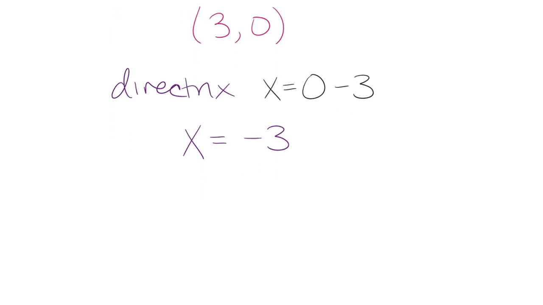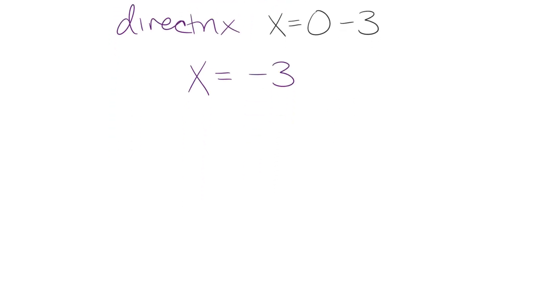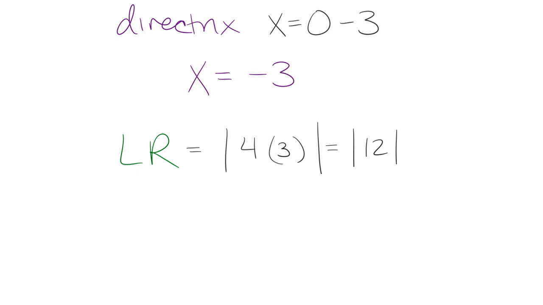We only need one more thing to be able to graph this, and that thing that we need is the LR. The formula for the LR, let me do that in the actual correct color, hello. The LR is found with the formula absolute value of 4 times P. But what was our P value here? 3. What's 4 times 3? 12. And what's the absolute value of 12? 12. So my LR is 12.